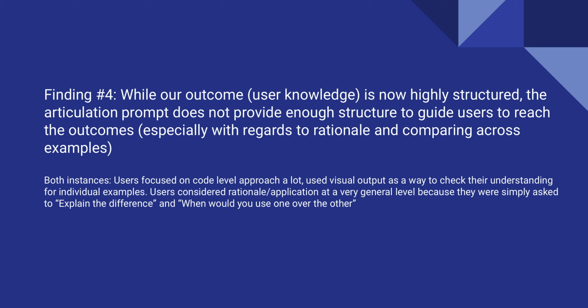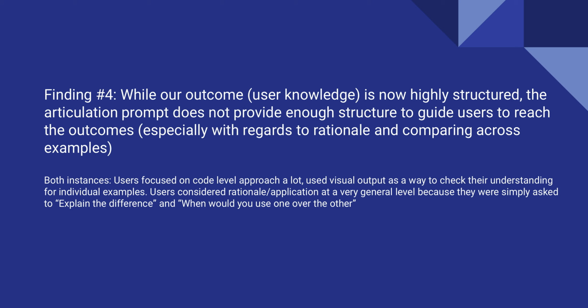Finding number 4 is a little bit more convoluted, but while our outcome, which is user knowledge, is now highly structured, in that we broke it down into the 4 levels, from individual understanding to applied understanding across examples, the articulation prompt, where it points out a difference between the 2 examples and asks the user to explain it, does not provide enough structure to guide the users to reach the structured outcomes that we have now, especially with regards to rationale and comparing across examples.